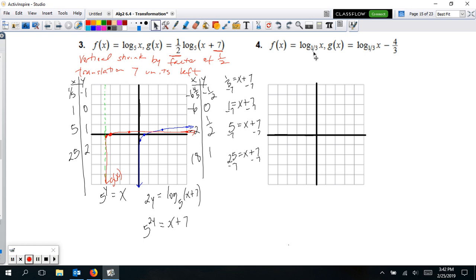All right, looking at the next one here with 1/3 as the base. So let's go ahead and graph this one first. Graph the f of x. Let's change it into exponential form. F of x is our y. So 1/3 is the base, y is the exponent, and it will equal the x. So right there, there's our exponential form. 1/3 to the y power equals x.